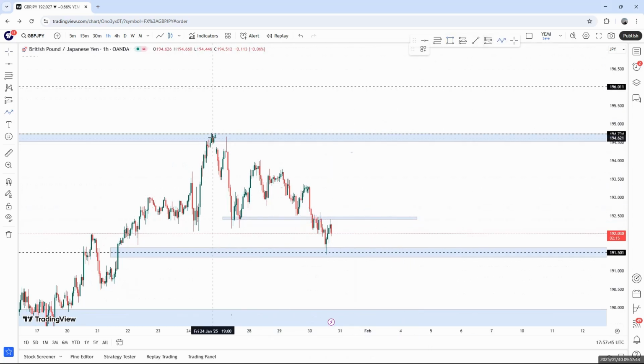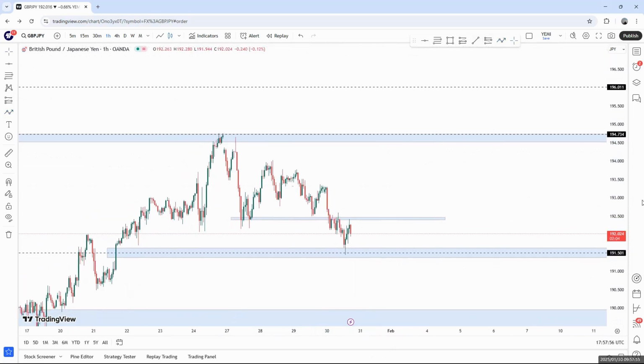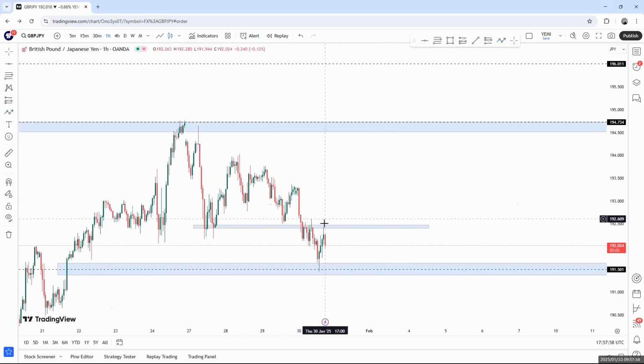I can see that the market has been moving in this way and form, and now the market is kind of breaking right here to my point of interest. So this is where I start to look at the behavior of the market to see what the market is going to do, right?